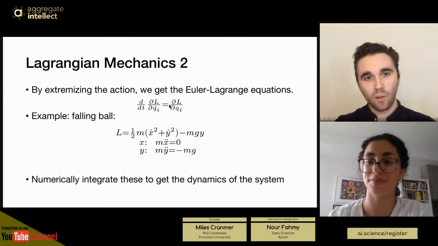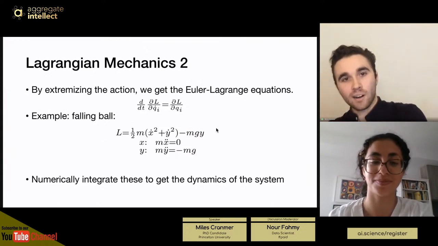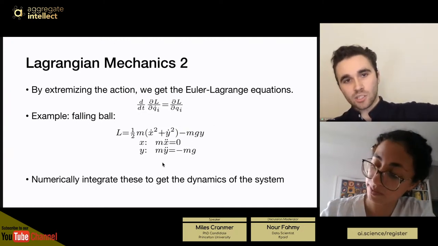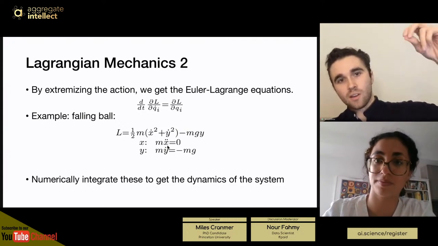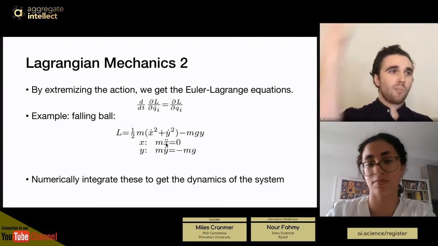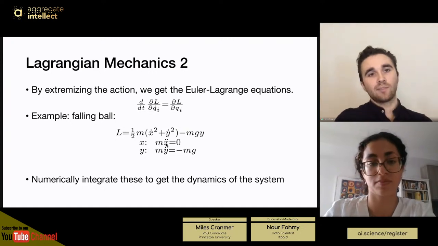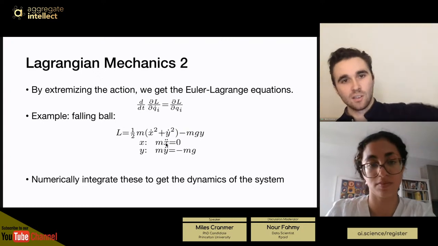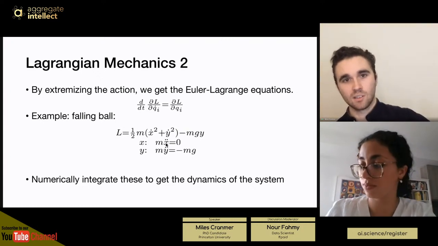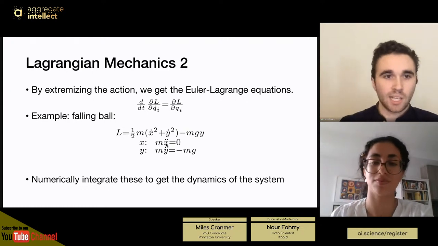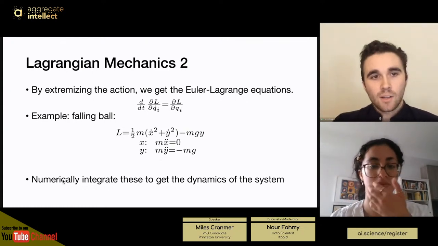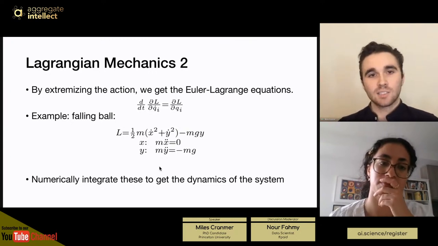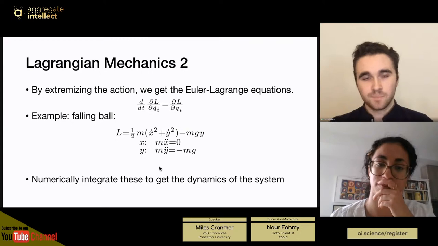So as an example, in a falling ball, the Lagrangian is half times mass times speed squared minus mass times gravity times height. You plug it into this equation and it gives you the x acceleration is zero. So if you throw a ball and there's no air resistance, it'll just go forever in the x direction. But in the y direction, it's going to fall at a constant acceleration, and that's 9.8 meters per second squared. So this is the differential equation to describe the dynamics, and you numerically integrate these to give you the dynamics of the system over time.